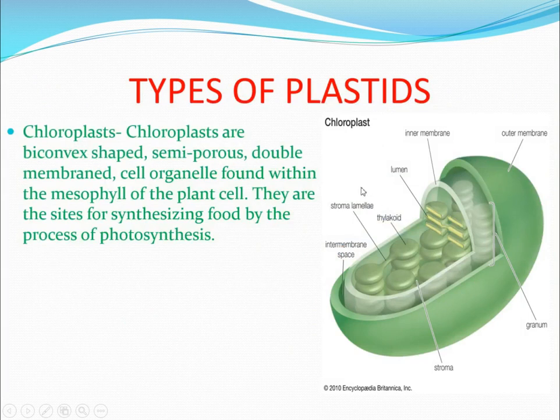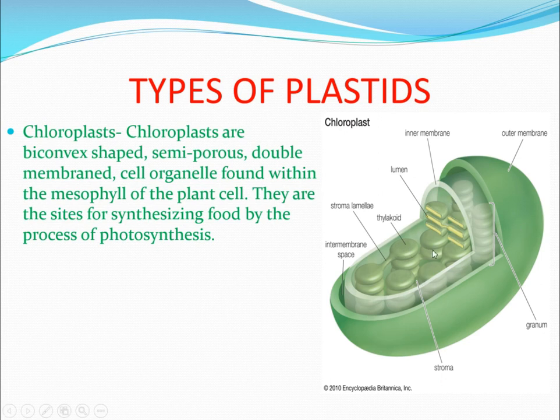So, types of plastids. One type of plastid is known as chloroplasts. Chloroplasts are biconvex shaped, semi-porous, double-membrane cell organelles found within the mesophyll of the plant cell. They are sites of synthesizing food by the process of photosynthesis. So these are biconvex shaped and semi-porous. These are double membrane. A double layer is present over the cell for its protection and for giving it shape.